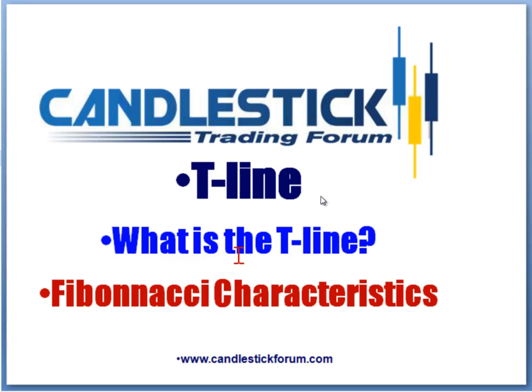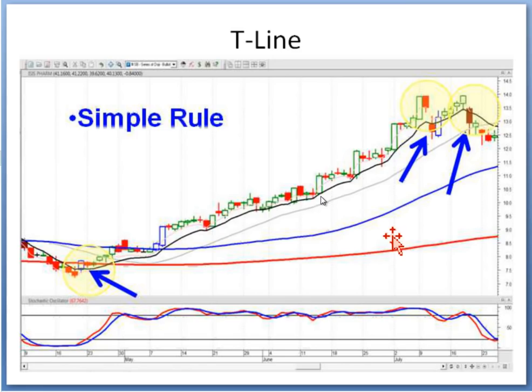And I use this chart to say, what is the T-line? The 8 exponential moving average. But the powerful implication of the T-line is it's got Fibonacci characteristics. And the reason I say that is everybody has the 50-day and the 200-day and the 20-day moving averages on their charts. Nobody has the T-line.